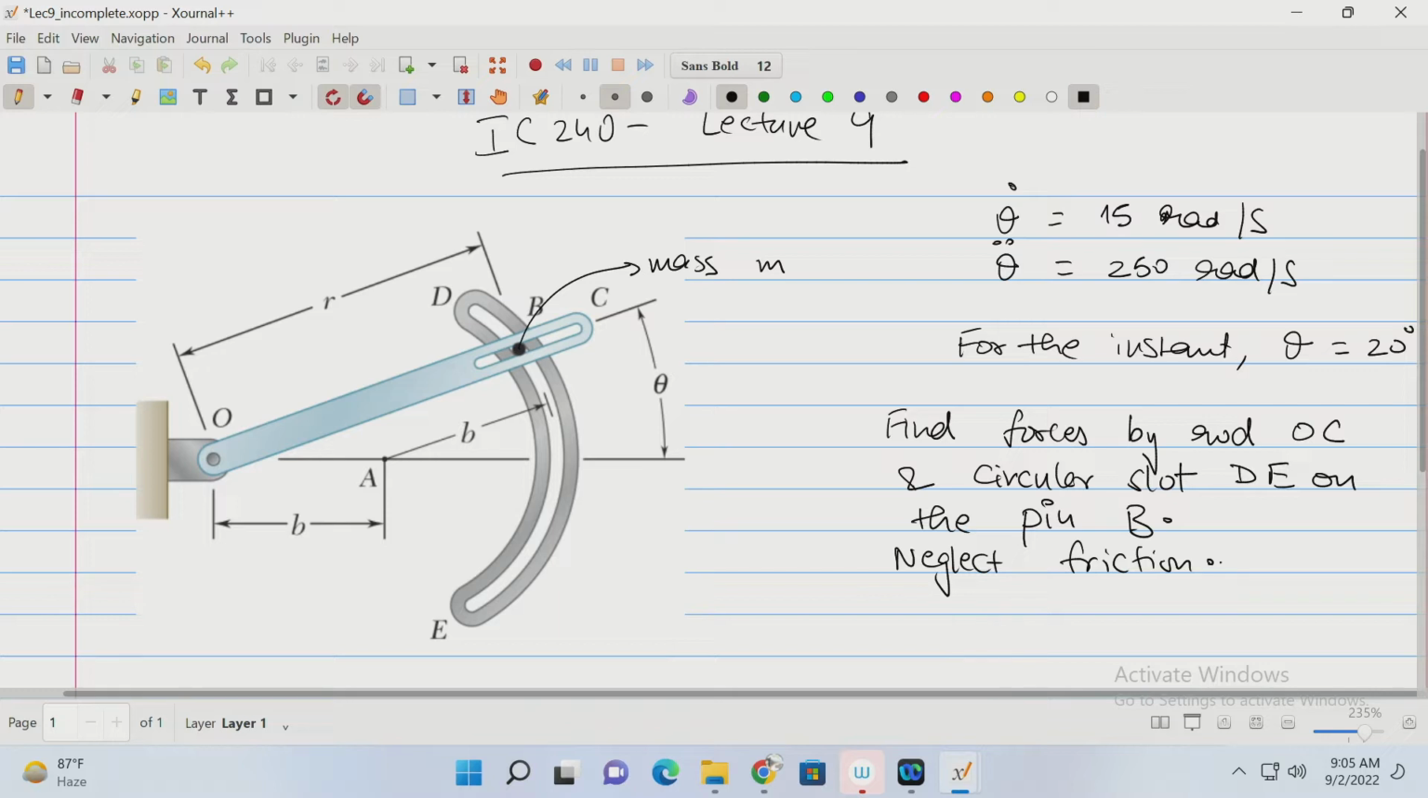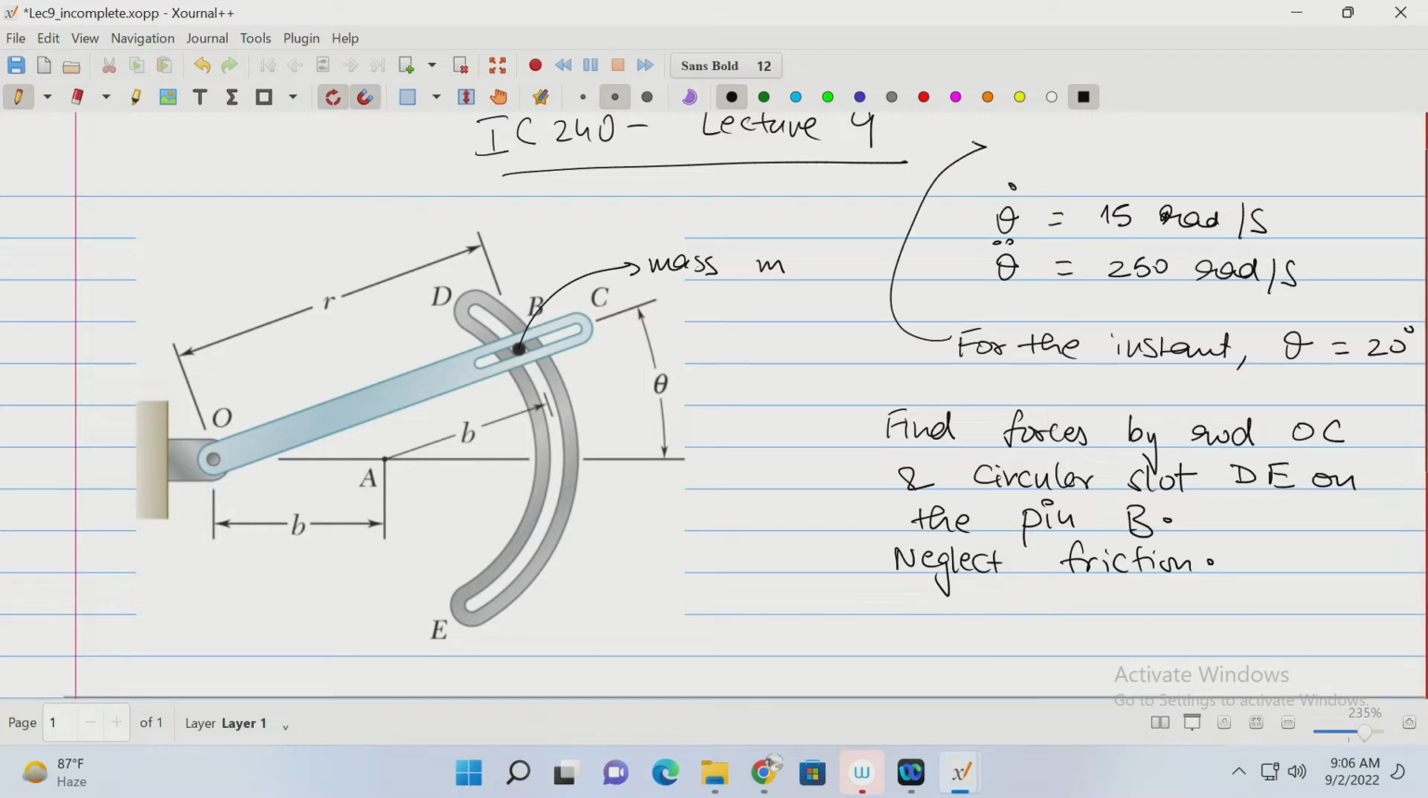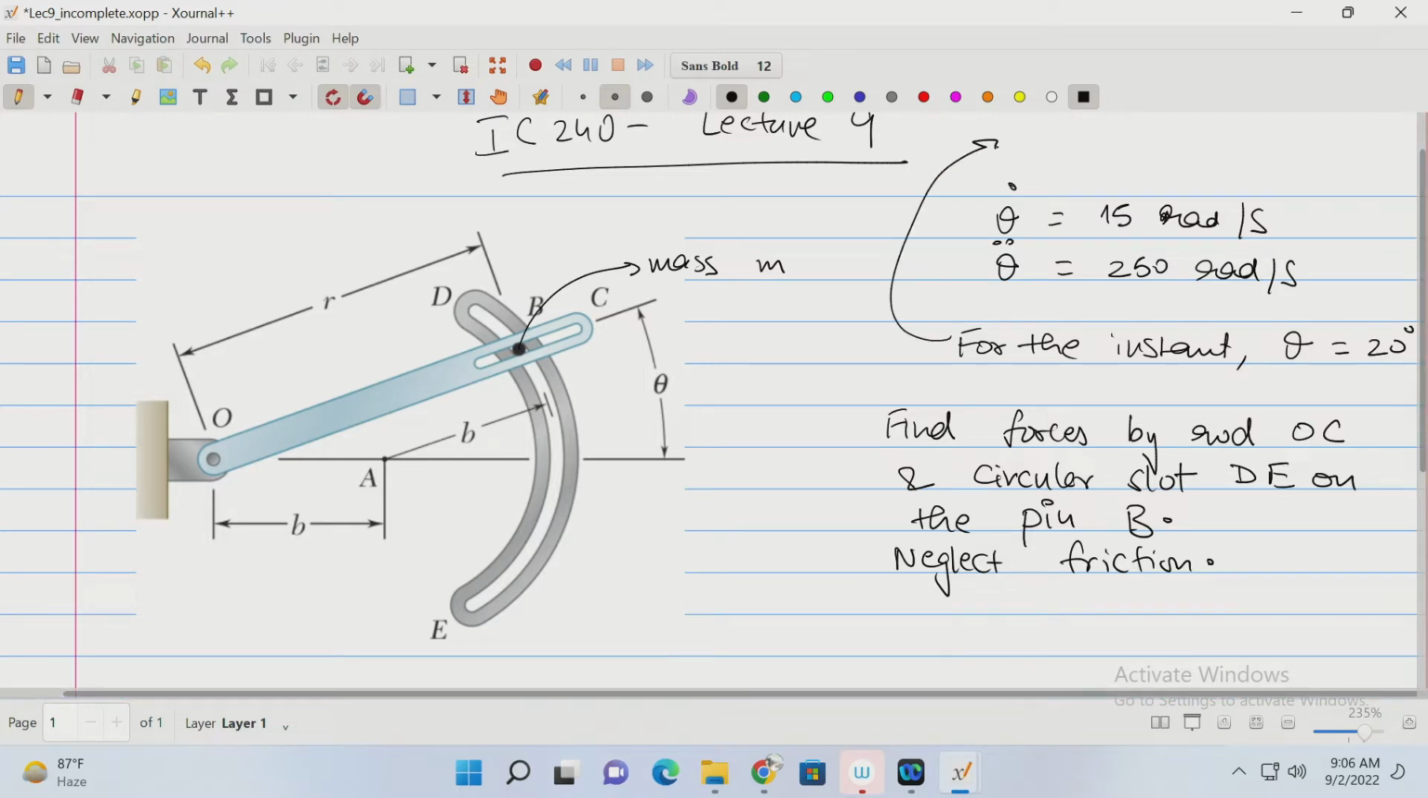So there's a rod OC, and this rod is rotating with the theta and its derivatives that are controlled. So theta dot, the angular velocity, theta double dot, that is the angular acceleration. For that instant, well, I should keep this line here. So for the instant we're talking about, theta equal to 20 degrees, this is what theta dot and theta double dot are. What we are expected to find is the forces that are applied by the rod OC.